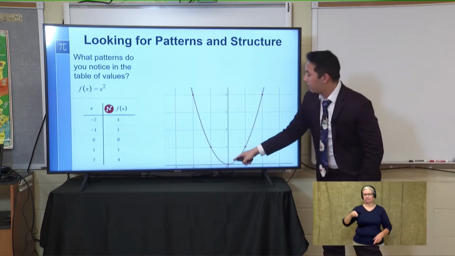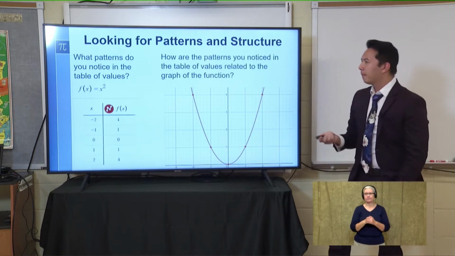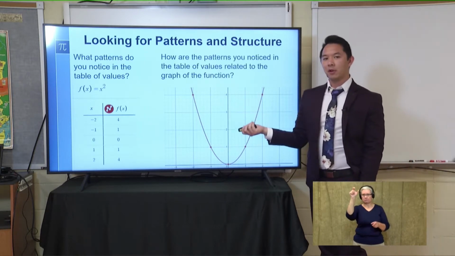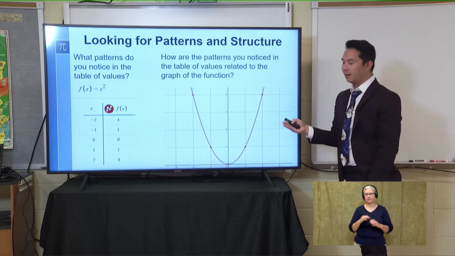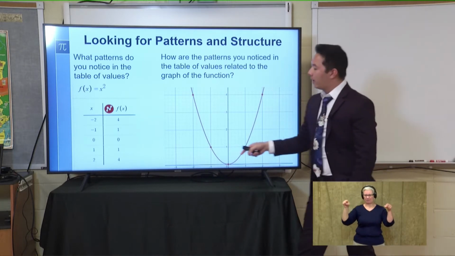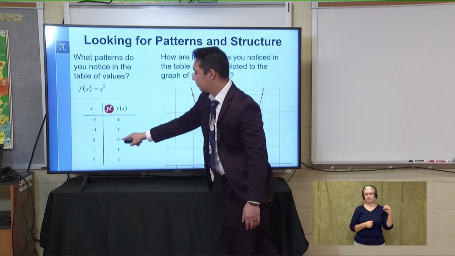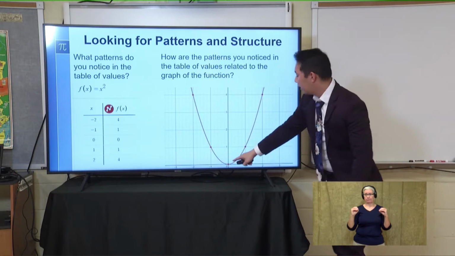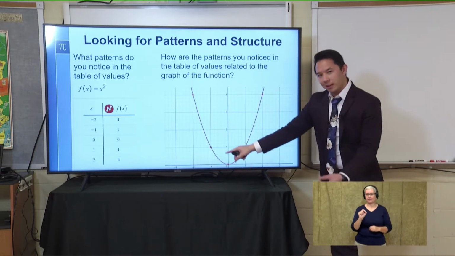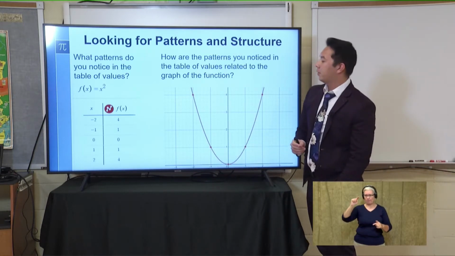And these dots here are the points from the table. How are the patterns that we just described related to this particular graph? What kind of connections can we make? Well, if I'm starting with this 0 as that lowest value here, it's also the lowest point on our graph. So there's that connection in that first observation.